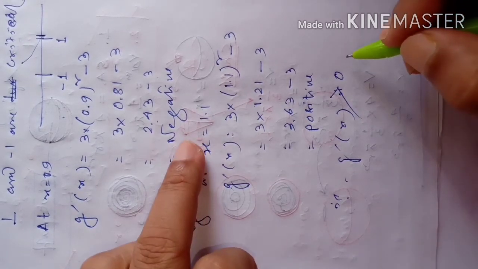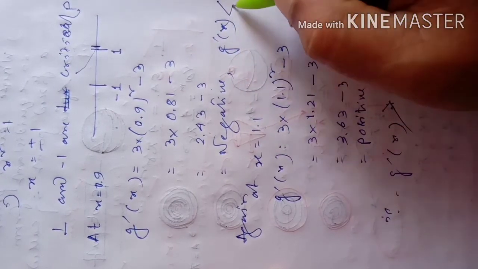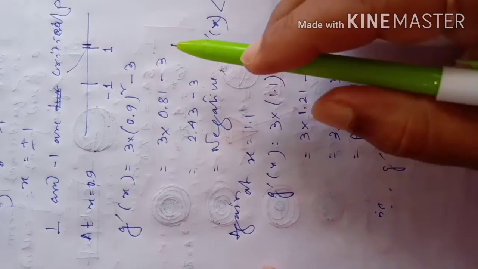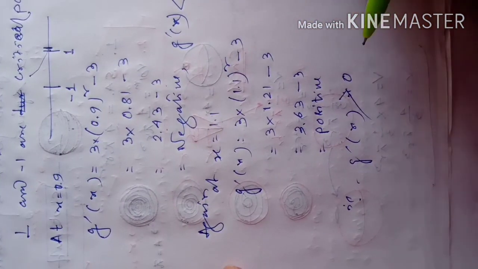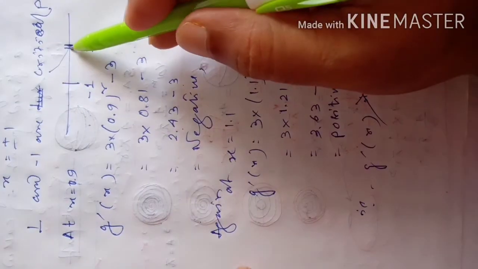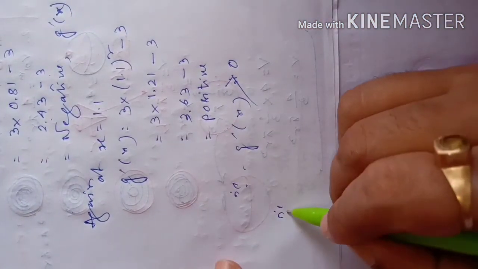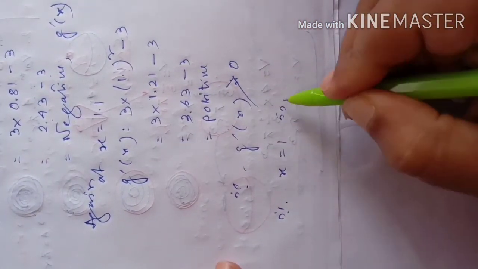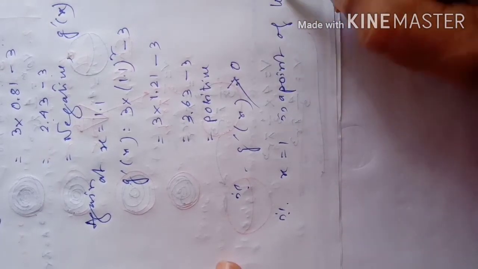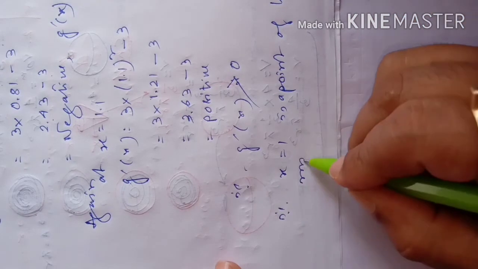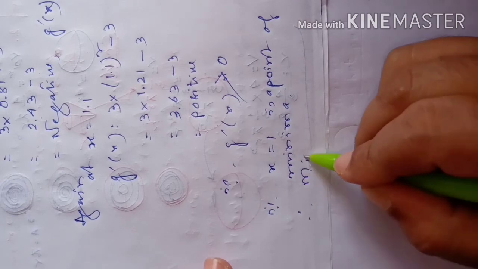after 1, and g dash x is less than 0 before 1. So what you can say is that the function is decreasing before 1 and increasing after 1. So we can say this is a point of local minima. So x equal to 1 is a point of local minimum.